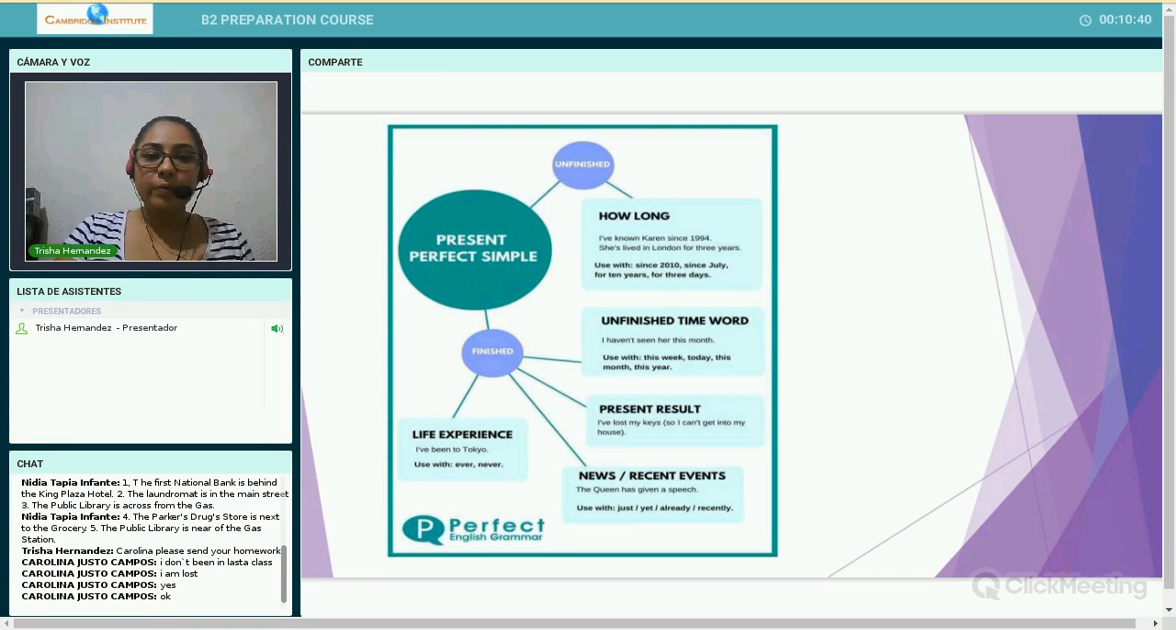We use this tense when we want to talk about actions or states or habits that started in the past and continue to the present. Usually we use it to say how long, and we need since and for. We often use state verbs, like the example that I read for you. I've known Karen since 1994. She's lived in London for 3 years, and I've worked here for 6 months. We use since and for to state how long this has been happening.